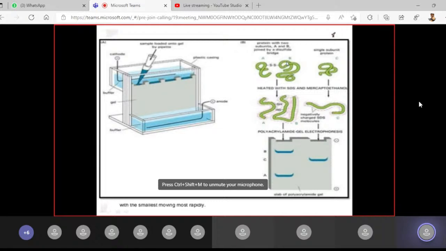This SDS page is a denaturing gel because it's leading to denaturation where your fragments are getting separated. So it is a denaturing gel electrophoresis. Whereas in native page, you will not use SDS or beta mercaptoethanol. It is a non-denaturing gel. Now tell me, when you carry out a native page where there is no SDS or beta mercaptoethanol, how many bands will you get for this protein which has 2 subunits and for this protein which has 1 subunit?